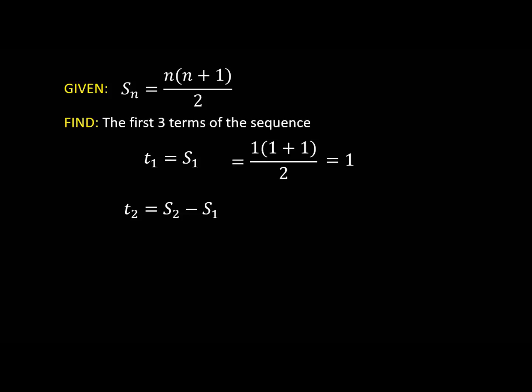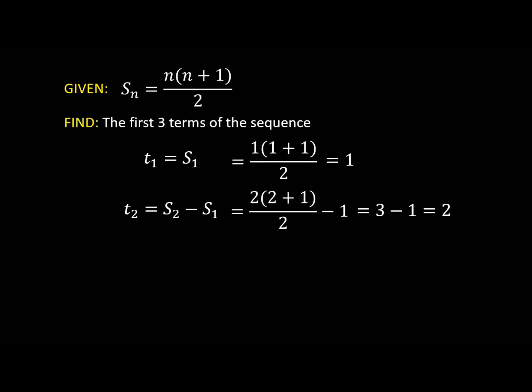So to find S2, again we plug in 2 in place of n in our given formula for Sn. So S2 will equal 2 into 2 plus 1 upon 2 and minus S1, which is 1, so minus 1. So this gives us 3 minus 1, which is 2. So we know our second term now. Our first term was 1, our second term is 2.